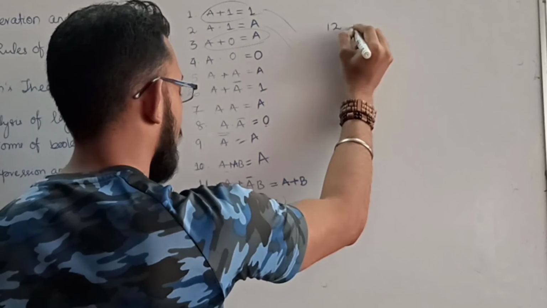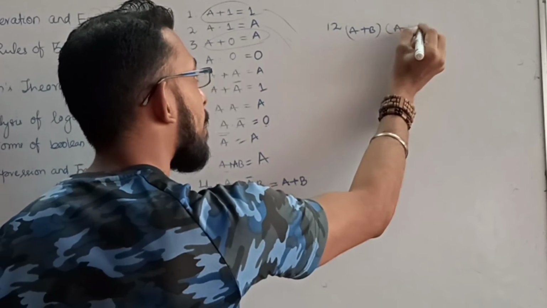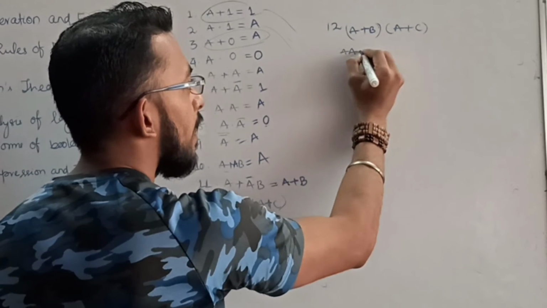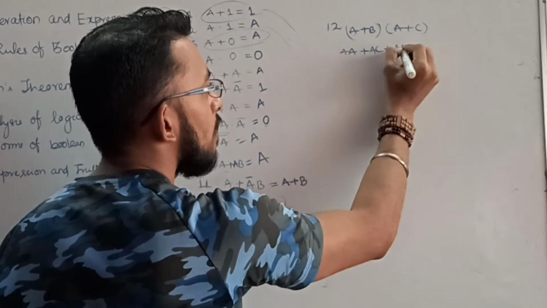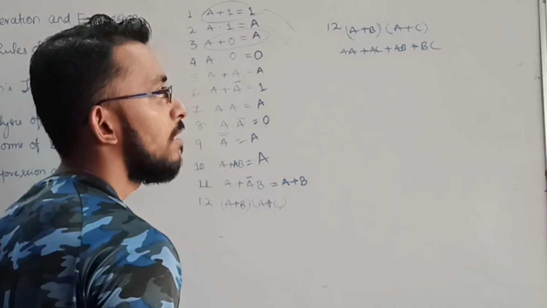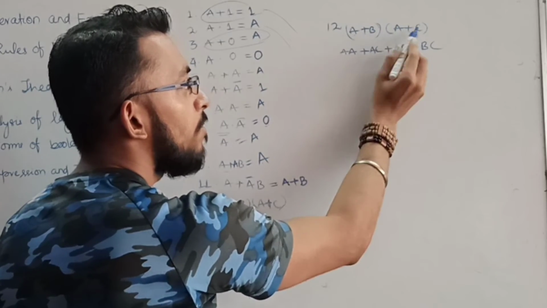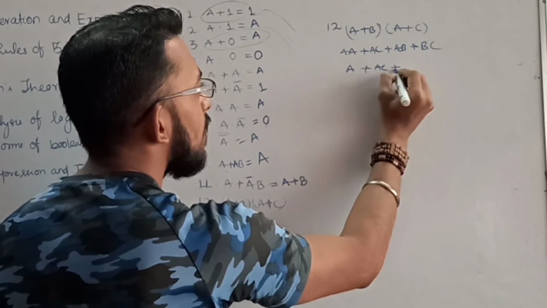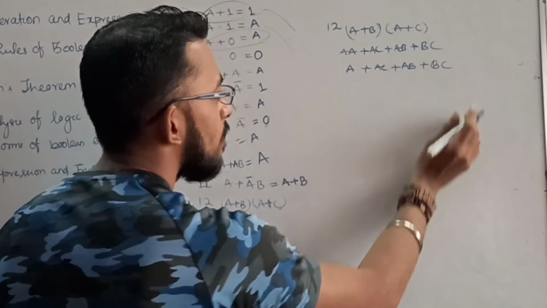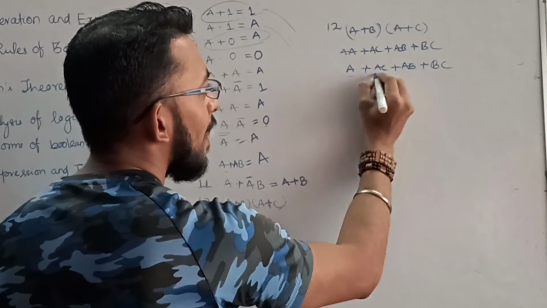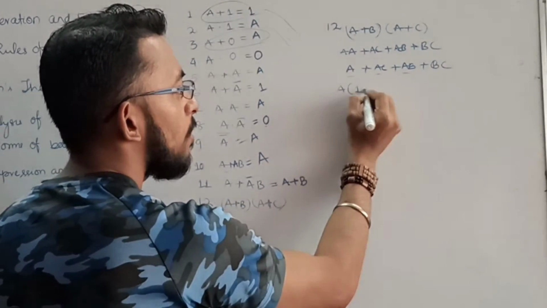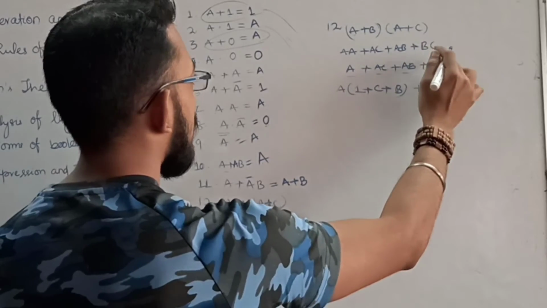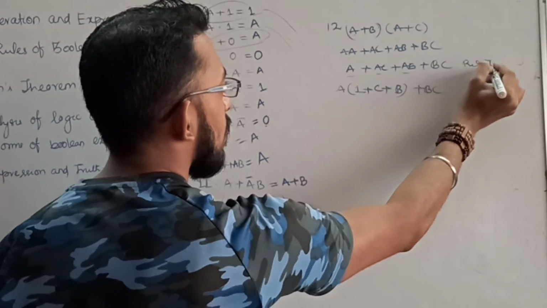Now the last rule. The 12th one is saying A plus B multiplied by A plus C. First I take this common and multiply each term: A dot A plus A with C, plus A with B, plus B with C. What is A dot A? A dot A, according to rule 7, is nothing but A. So we get A plus AC plus AB plus BC. Now can I take A common from these three terms? What is left is 1 plus C plus B plus BC. This is factorization.